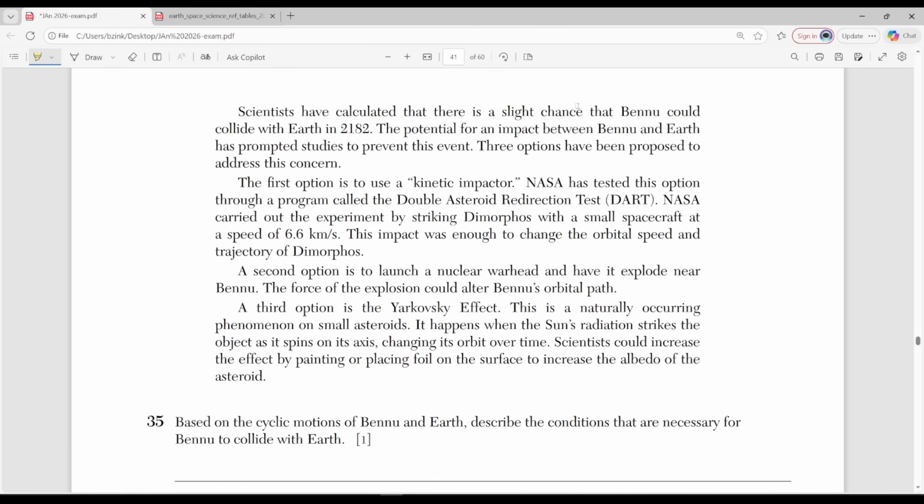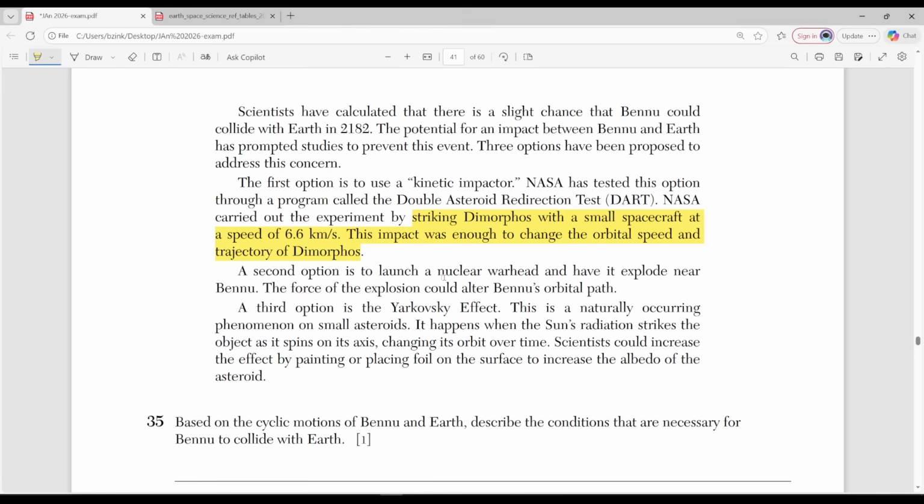Scientists have calculated there's a slight chance that Bennu could collide with Earth. Okay, in 2182. I'm not going to be here by then. The potential for an impact has prompted studies to prevent it. Okay, so we got prevented. So kinetic impactor. This option is a program called the Double Asteroid Redirection Test. NASA carried out the experiment by striking Dimorphos with a small spacecraft at a speed of 6.6 kilometers per second. It just changed the speed and trajectory of that asteroid.